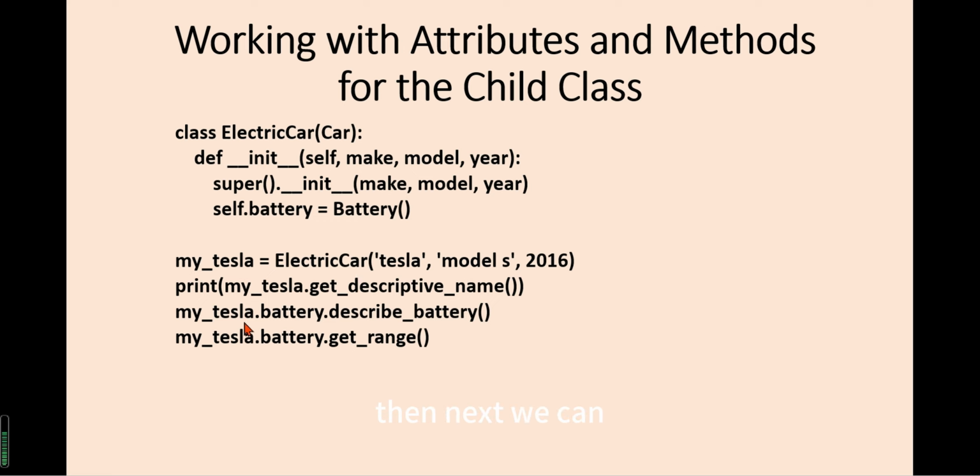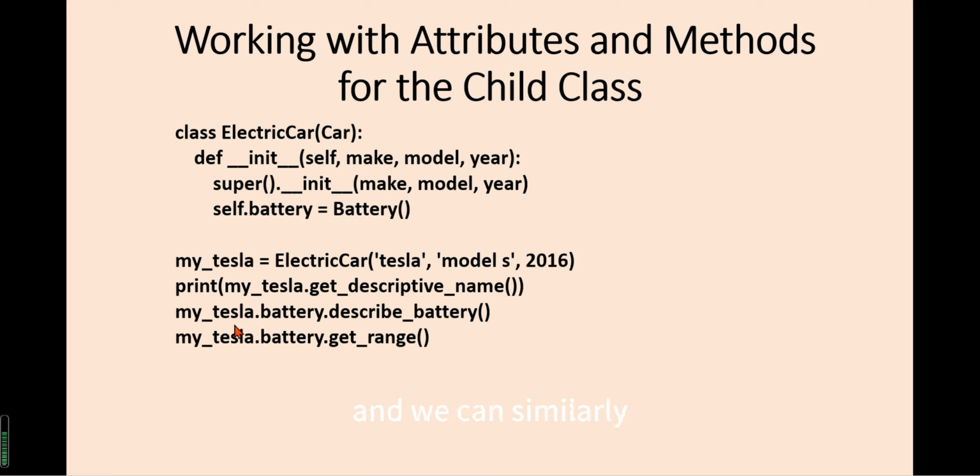Then next we can use dot notation to battery. Here the instance is actually an attribute, my Tesla's battery attribute, but it's an instance of the battery class. Because this is an instance of a class, it has methods. This method describe battery will print out the battery information of this car.